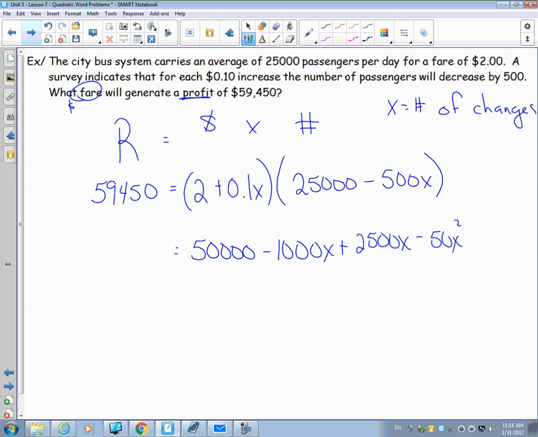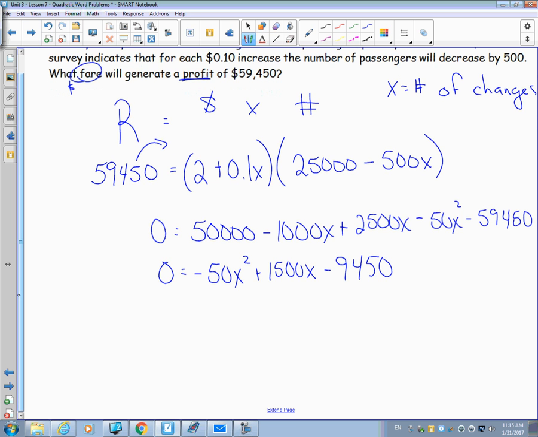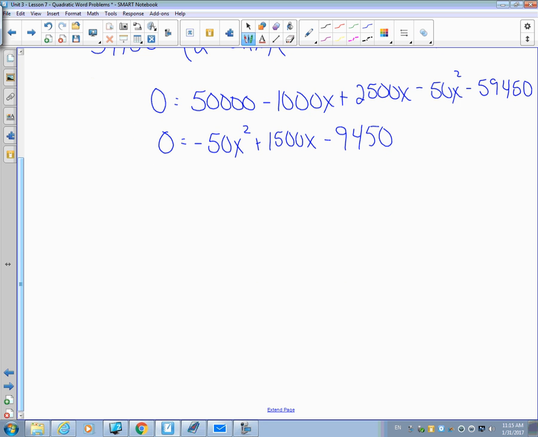I also want to make it equal 0, so I need to bring the 59,450 over to the other side. I put it at the end over here. Okay, what do I get? If I put them in the right order and I collect my like terms, negative 50x squared plus 1,500x minus 9,450. Okay, standard form equal to 0, ready to be solved.